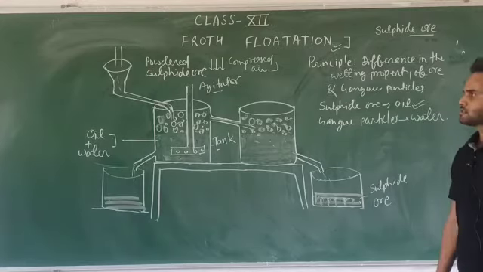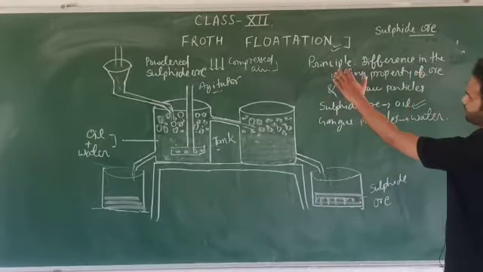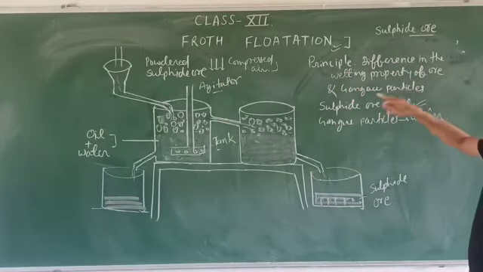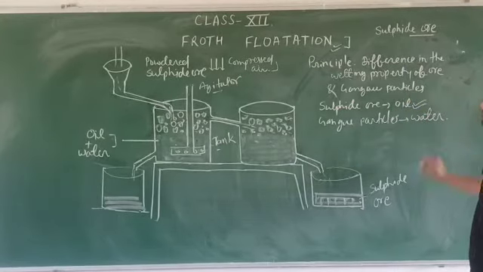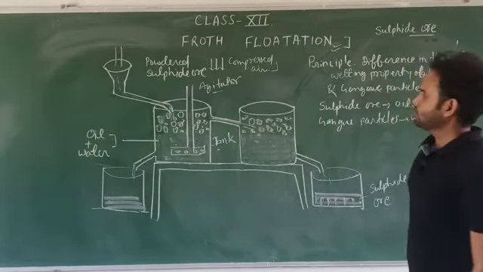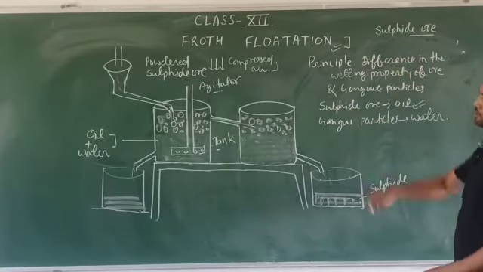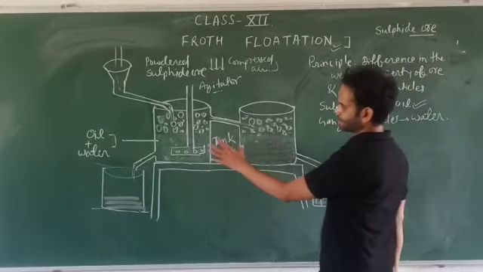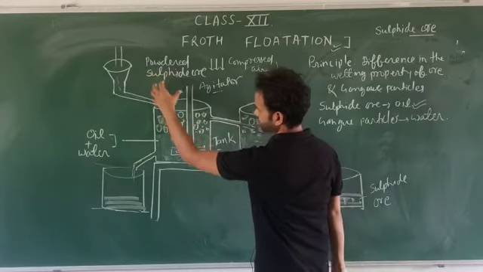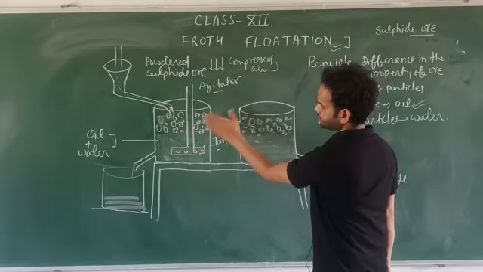As we discussed in this video, the froth flotation method basically depends upon the principle of difference in the wetting property of the ore and gangue particles. Usually we use this method in the case of sulfide ore. In this tank we take an oil and water mixture, along with it we add some powdered sulfide ore, and with this agitator we blow some compressed air inside it.